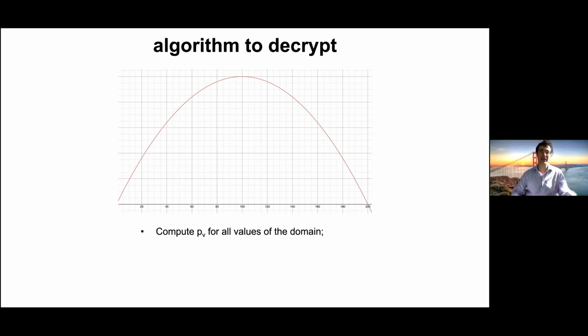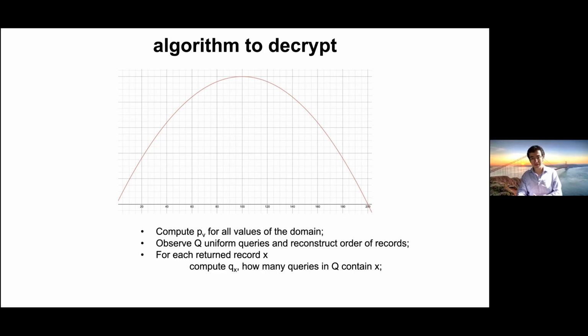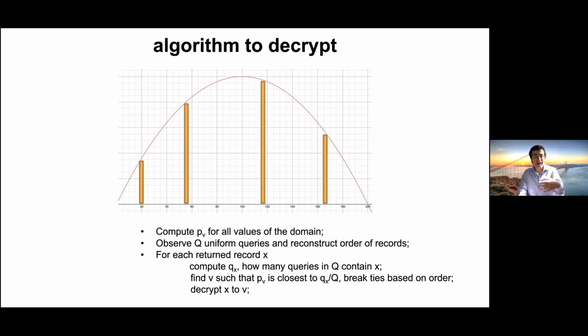And now the decrypt algorithm is simple. You're sitting there observing a bunch of range queries. So you observe a few uniform queries, and you first reconstruct the order of the records, and now how do you go about reconstructing the value? Well, for each returned record X, compute Q_X, how many queries in Q contain X. Then find V such that P_V is closest to Q_X over |Q|, and break ties based on order. And then you decrypt X to V.